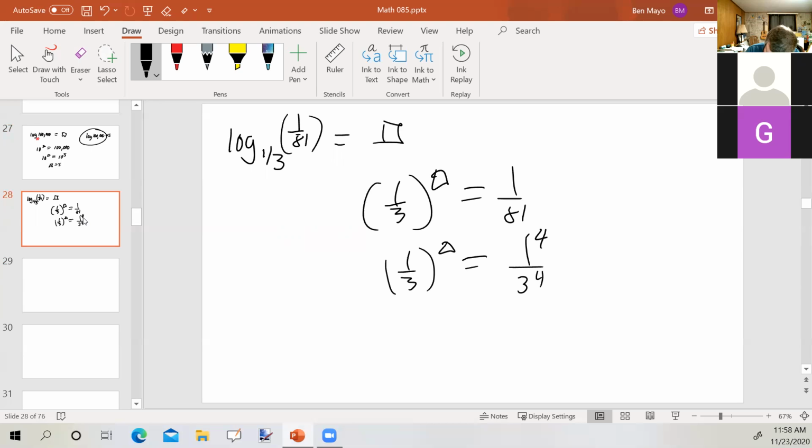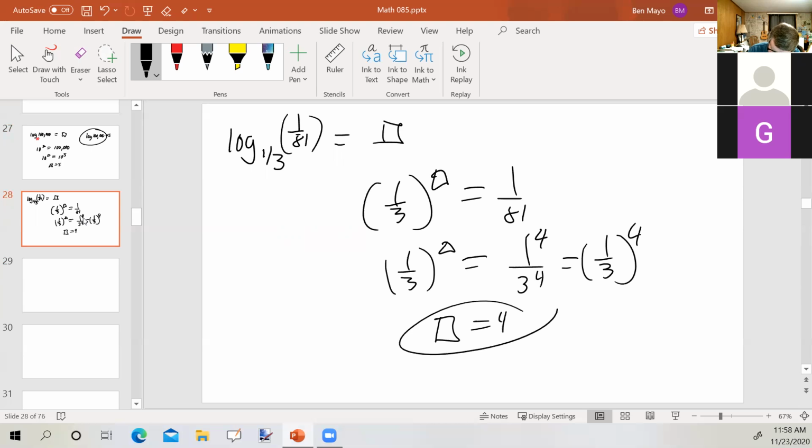Yes. But isn't that the same thing as 1/3 to the 4th power? Yes. Which means that my box became a triangle there. Okay, because I've got the same base, so then the exponents are equal. All right.